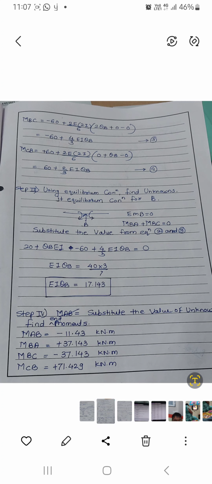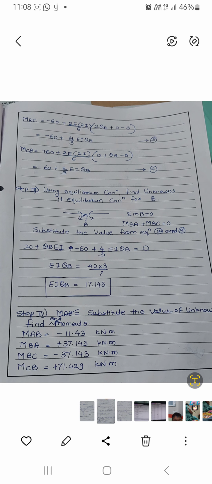So for MBA plus MBC, we have the equations in the second step, that is equation number 2 and equation number 3. Just put the values of equation number 2 and equation number 3 in the above equation. In this equation you can see EI theta B is the only unknown, and that you have to calculate. So just resubstitute all the terms and calculate the value of EI theta B. Okay, so this is the unknown and you have calculated that.